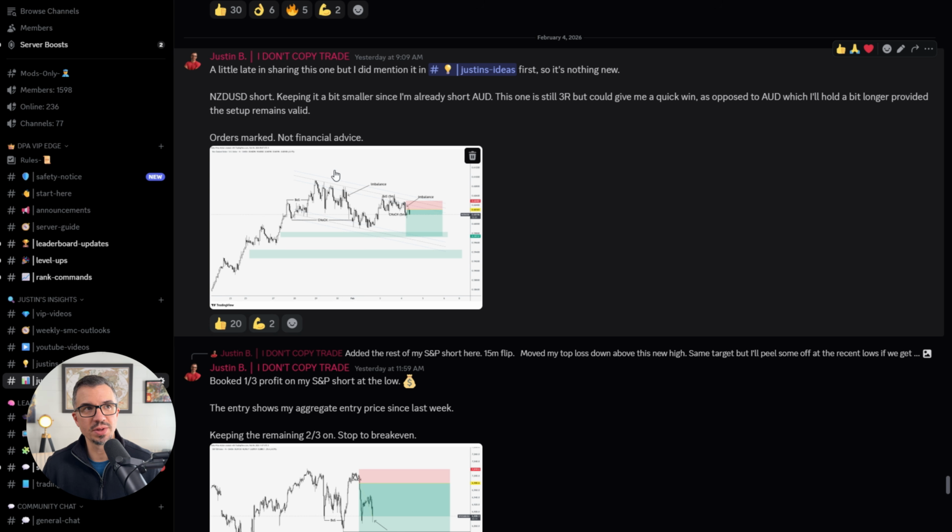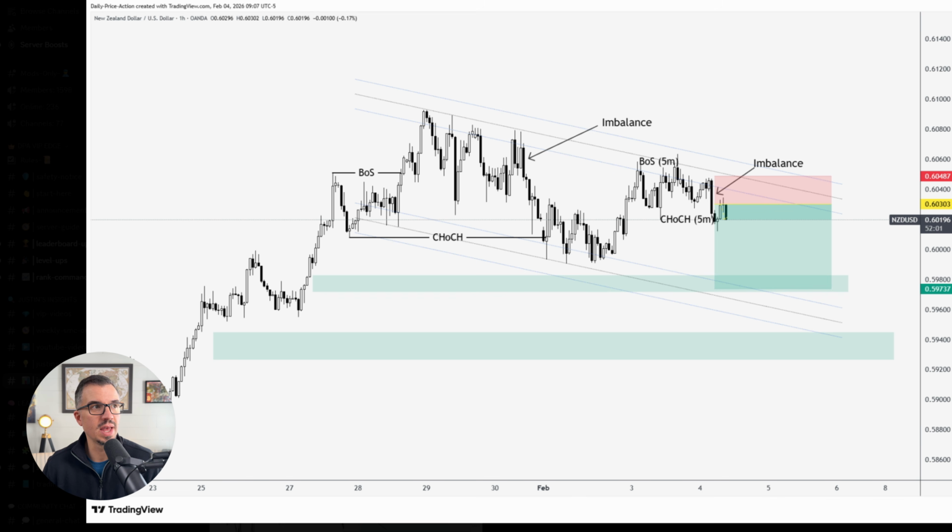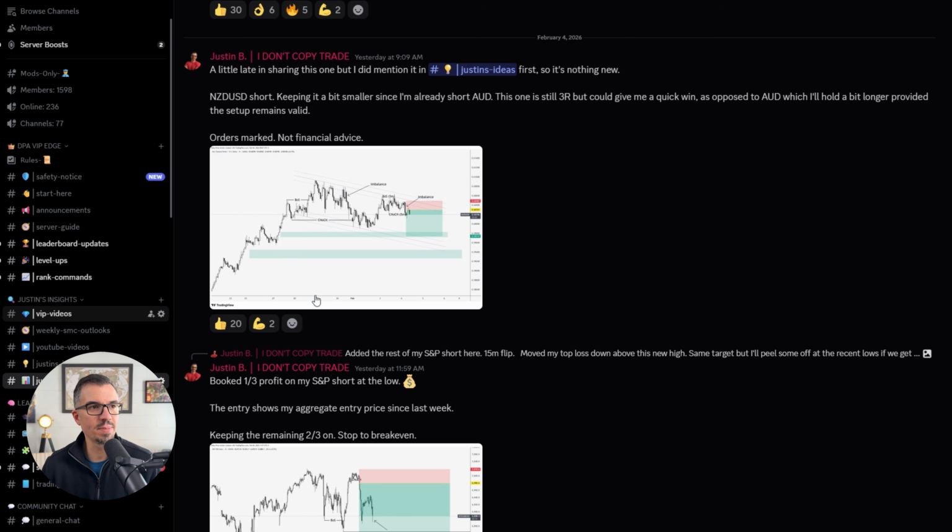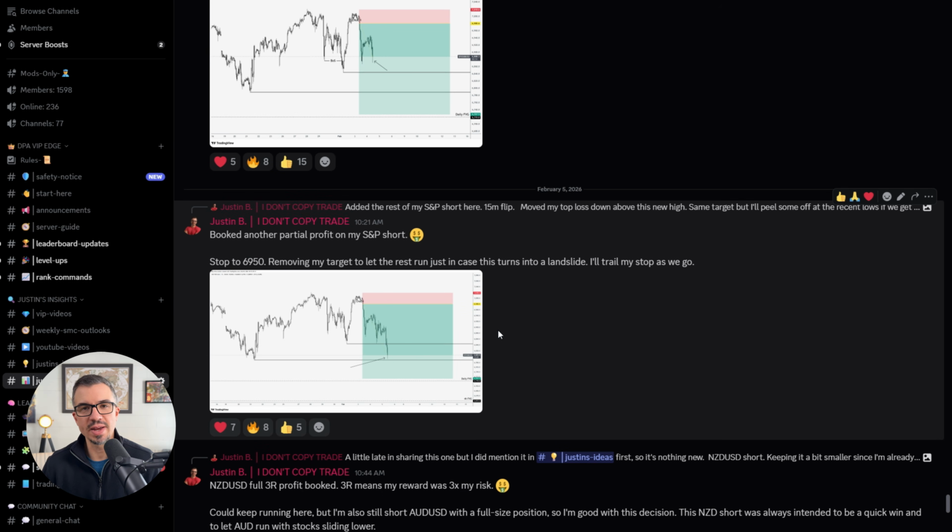And yes, I did share this in real time in Discord, as I do with everything else. So you can see here, sharing this trade with members in real time, you can see the exact same thing, guys. Change of character, BOS, mitigated this imbalance up here, 5-minute BOS, 5-minute change of character, imbalance. This was my entry, okay? And this was shared with members in real time.